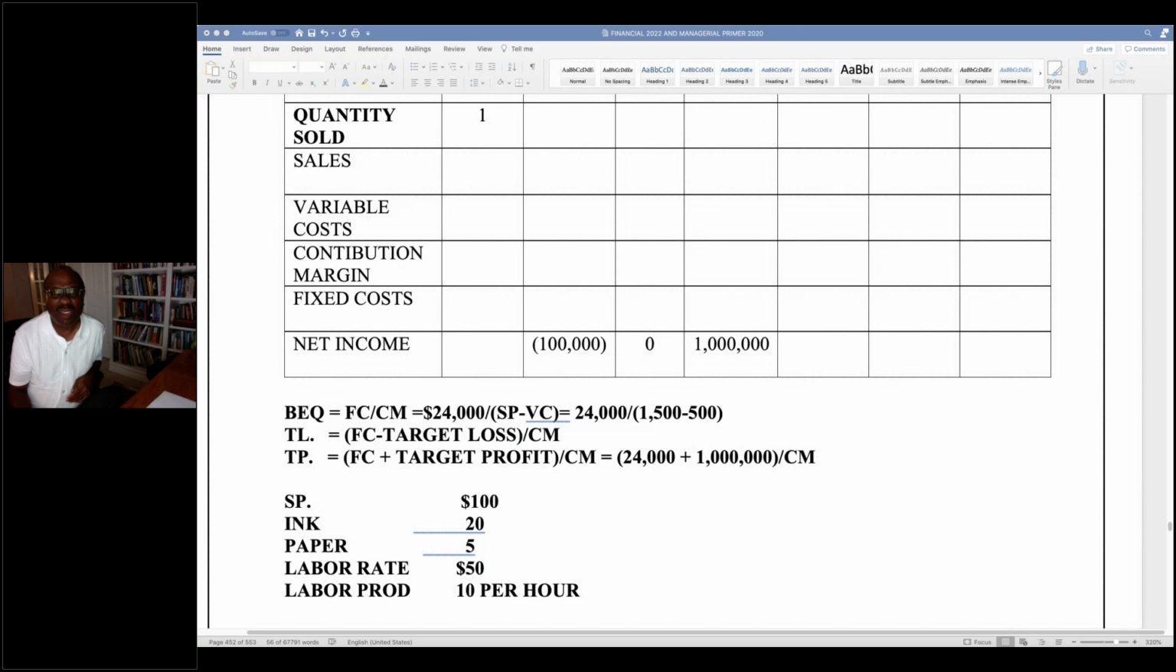Yeah, we're gonna have to hit this whole thing. Is there a price multiple, a selling price multiple? No, not yet. The sales price is 100, variable cost. So, contribution margin.